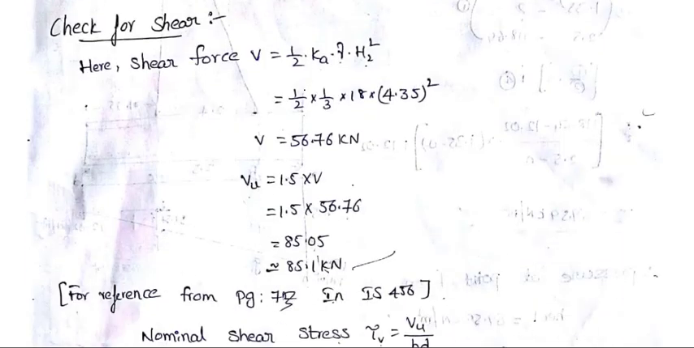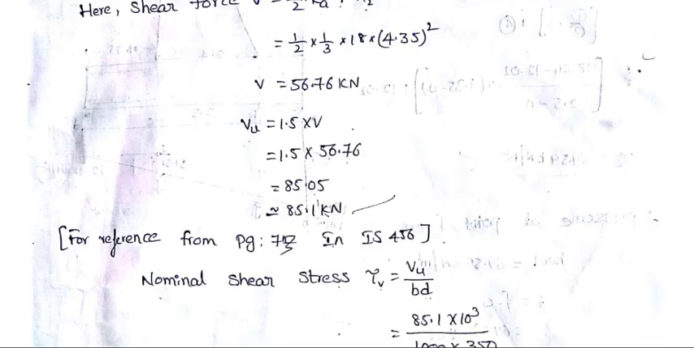Next one is check for shear. Shear force is equal to 1 by 2 Ka gamma into H square. So you all know these values. V is equal to 56.76 kilonewton. So next one, find out ultimate shear force 1.5 into V. You will get 85.1 kilonewton.